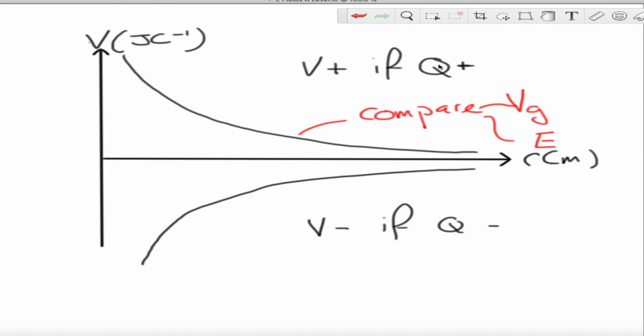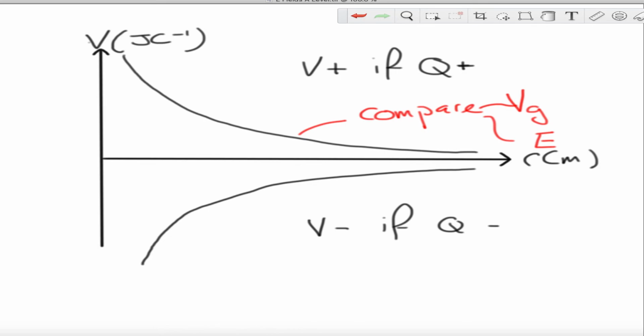So the potential is positive if the charge is positive. It's negative if the charge is negative. Remembering that we're talking about the charge causing the field here, because the test charge is always +1 coulombs. Now, in terms of drawing these graphs, sketching these graphs rather, you need to be able to distinguish between the potential and the field strength.